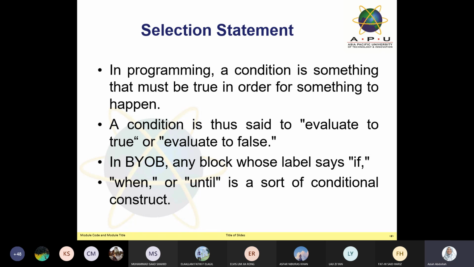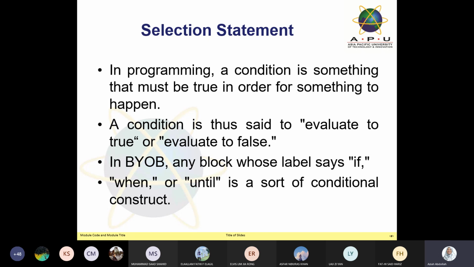Okay, so in our selection statement, in programming, I mean in other programming languages, the general one, a condition is something that must be true in order for something to happen. So it must be true. If false, then it will go to the next statement. So a condition is said to evaluate to true or evaluate to false.